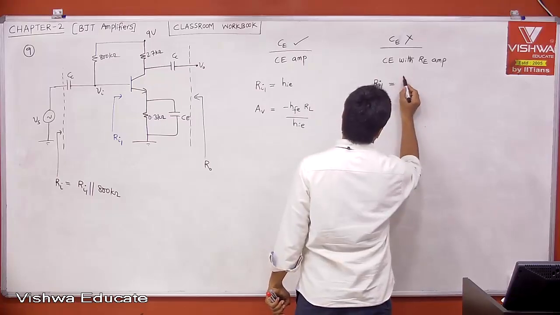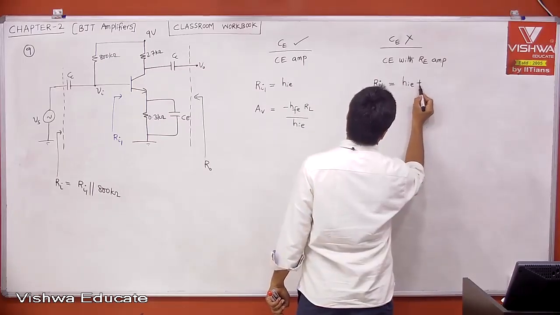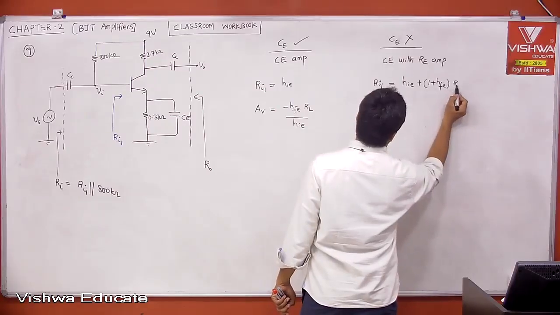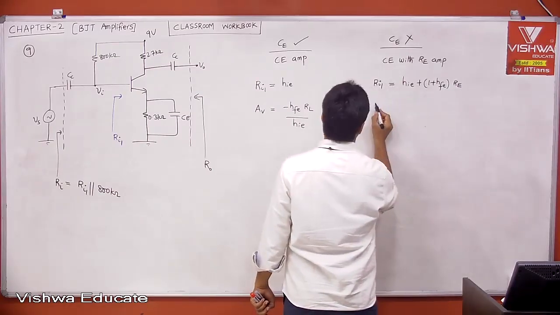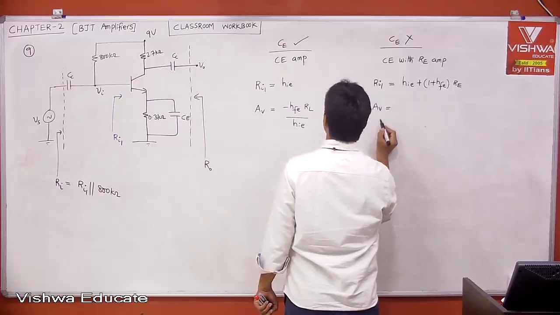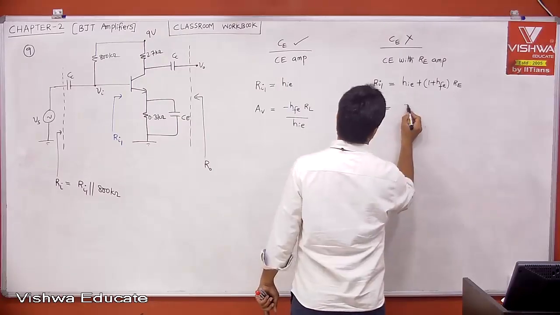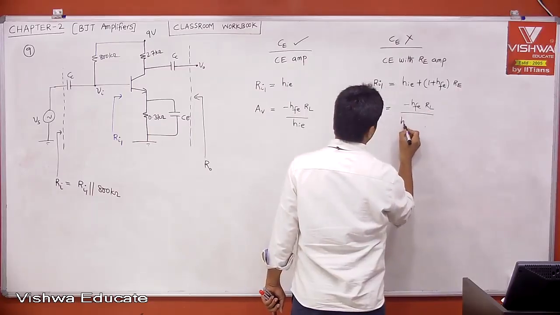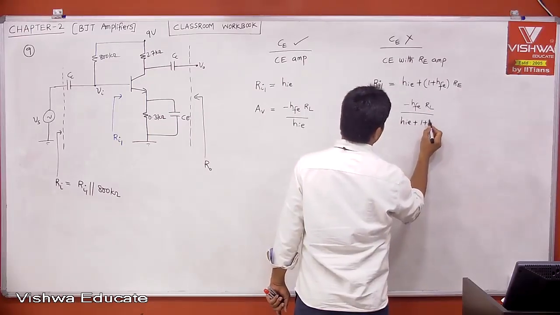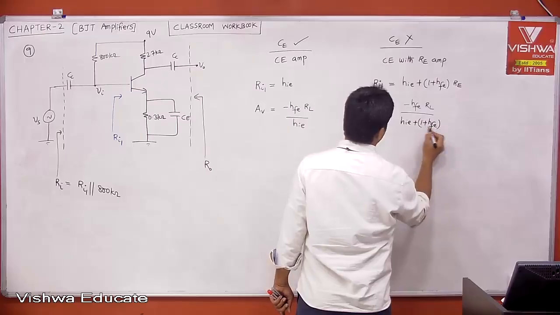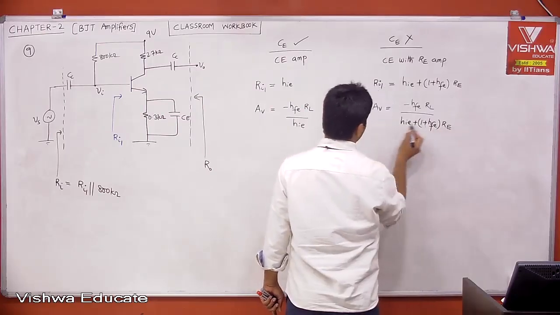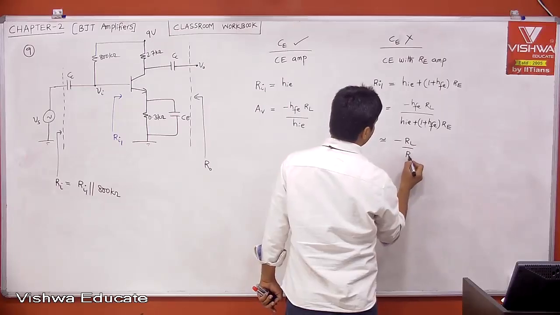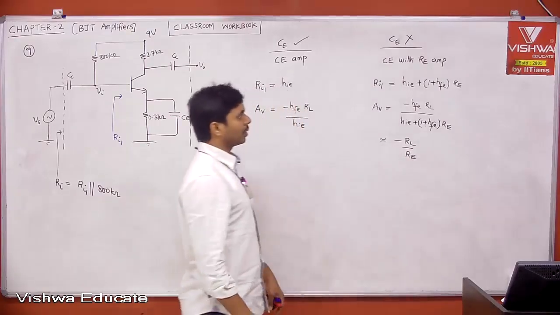We calculated the CE with RE amplifier input impedance as HIE plus 1 plus HFE into RE. Right. Then what is voltage gain? Your voltage gain we got as a ratio of resistors, actually minus HFE into RL divided by HIE plus 1 plus HFE into RE. This is what we got, right? Then we know that it is approximately minus RL divided by RE.